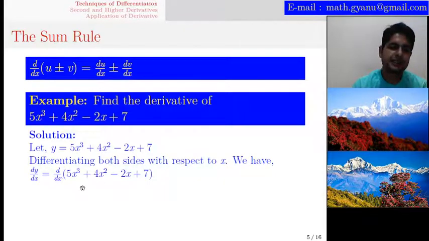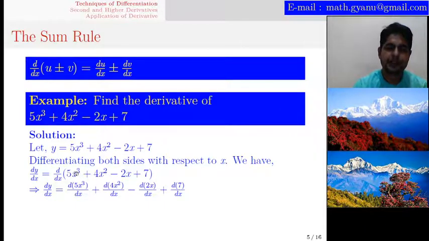We have the differential coefficient dy by dx equal to dy by dx of the given function. Now using the sum rule, we separate all four terms: dy by dx of the first term 5x cube, plus dy by dx of the second term 4x square, minus dy by dx of the third term 2x, plus dy by dx of the constant term 7. Now this will imply that 5 is the constant coefficient of the function.